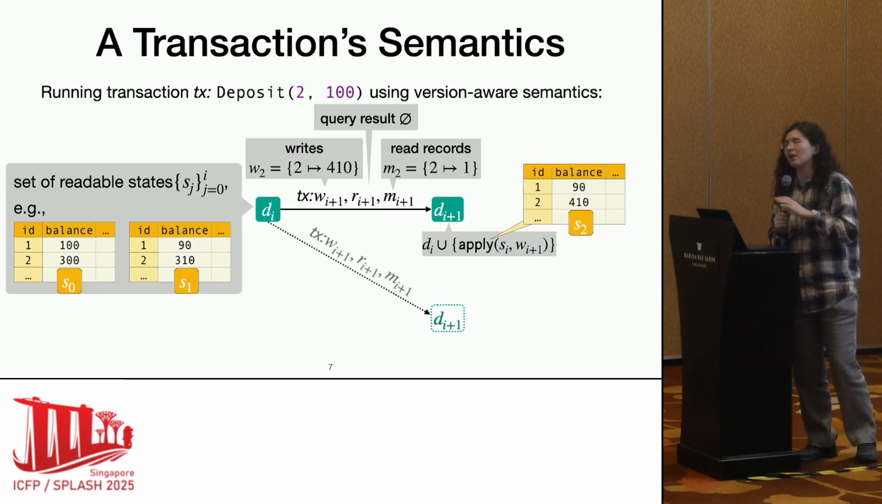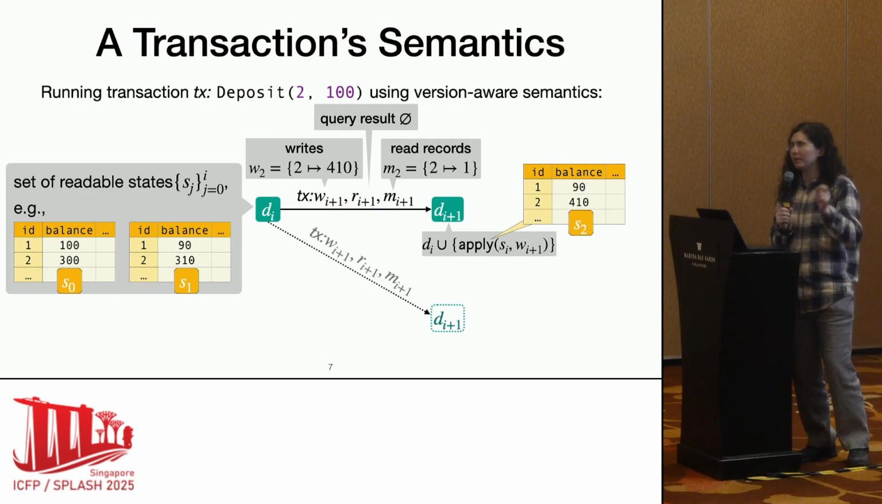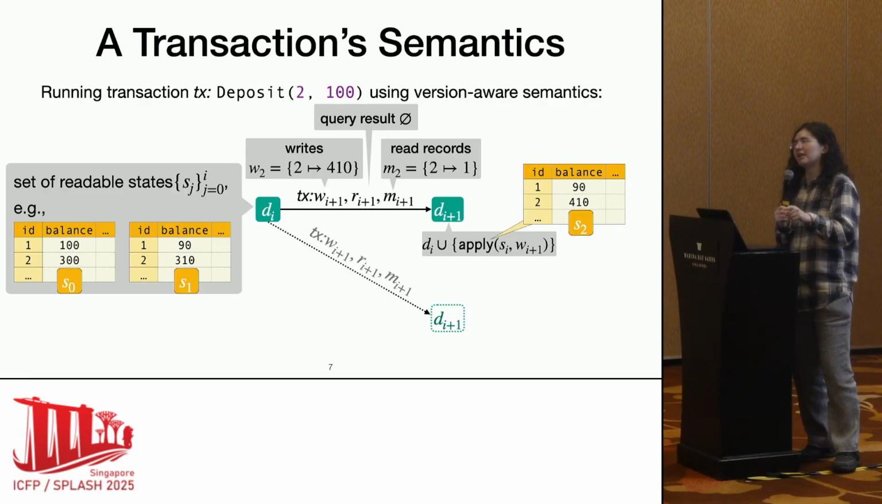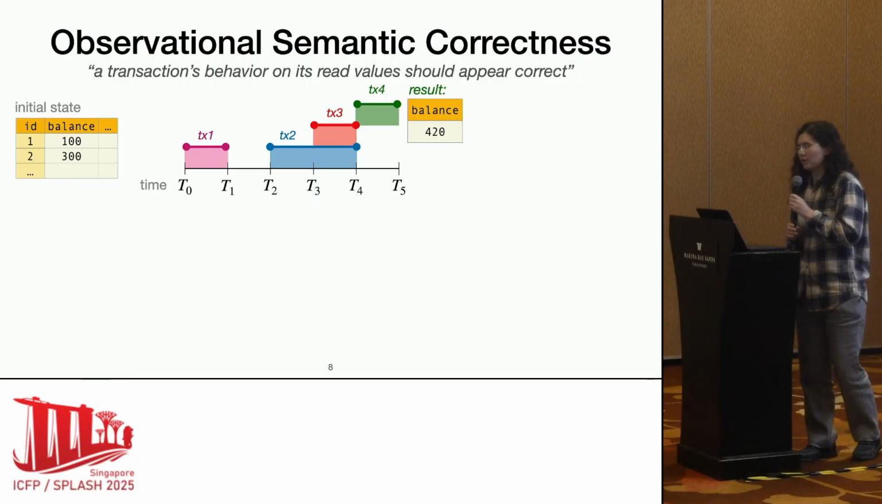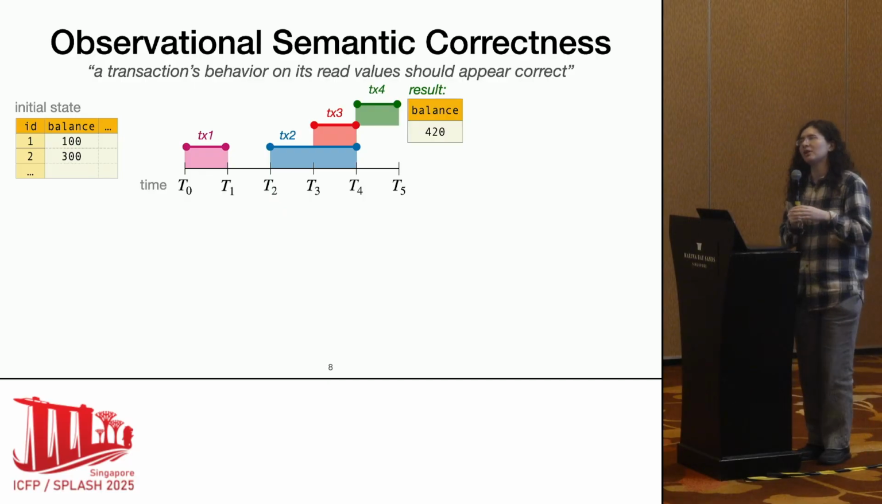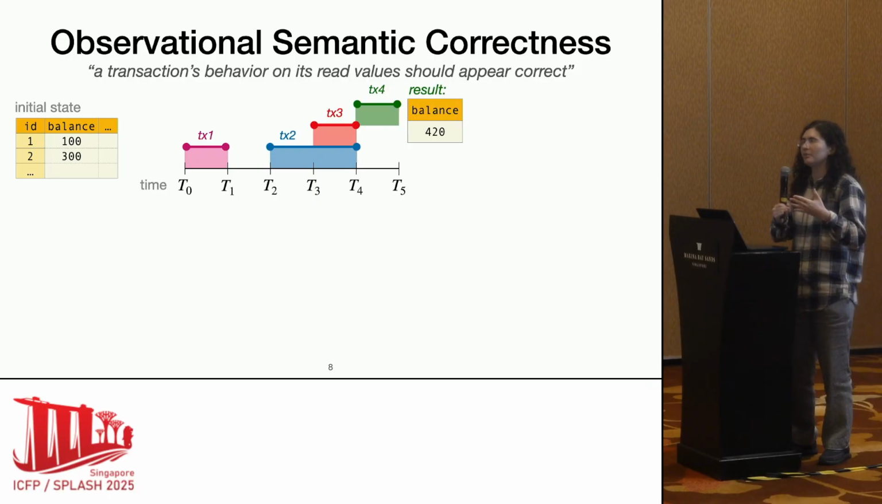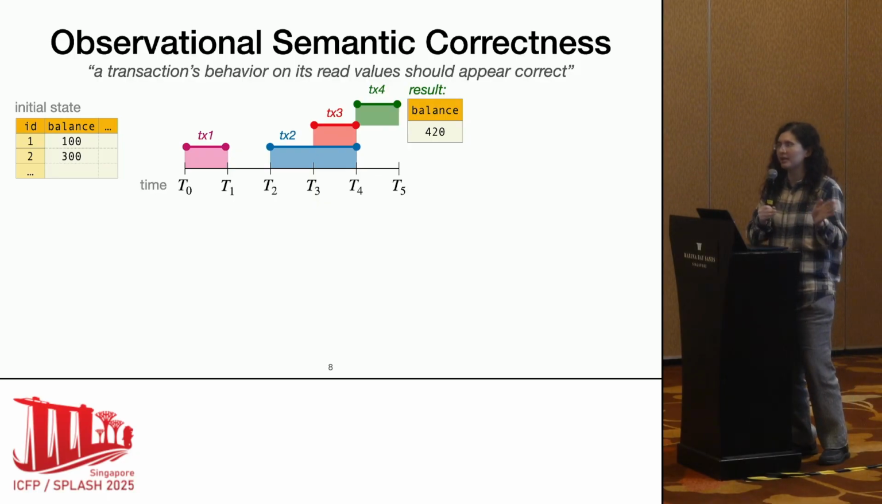And this is just all of the states in di, but with one additional state, which is the result of applying all the writes of this transaction to the latest state in di. So with the version-aware semantics, we can actually check observational semantic correctness. So this isn't full observational correctness. We don't have anything about isolation levels here. But in terms of the semantics of the transactions, we can check something.